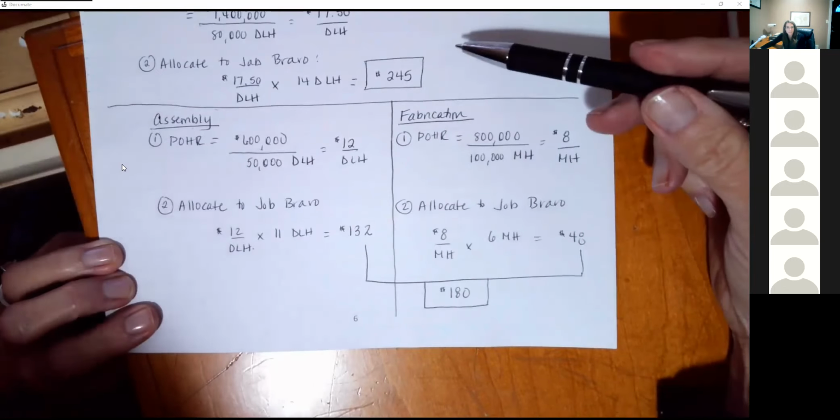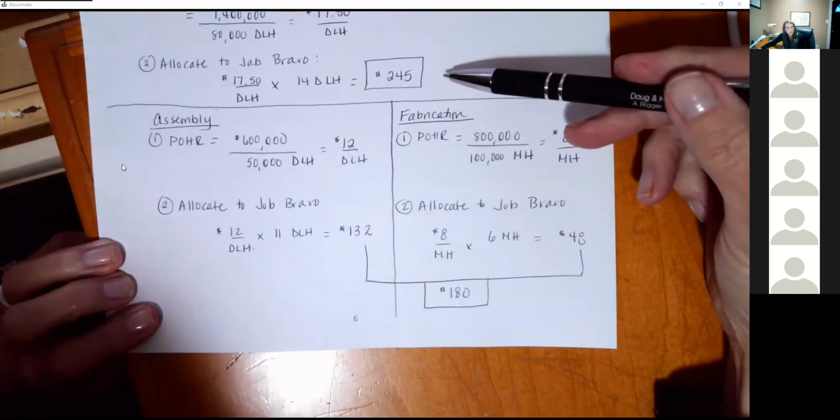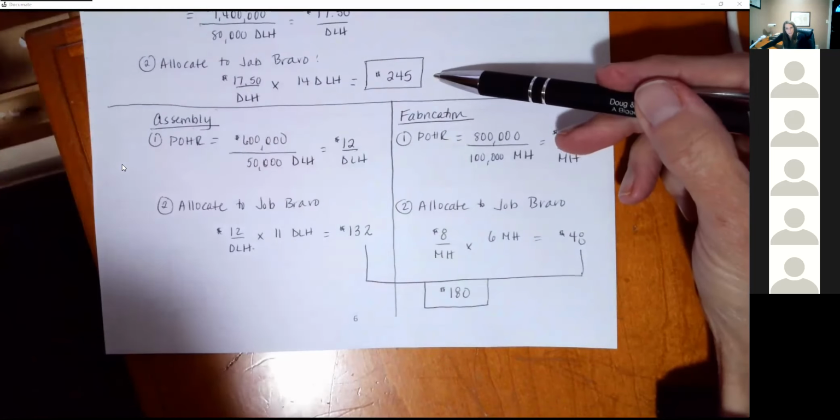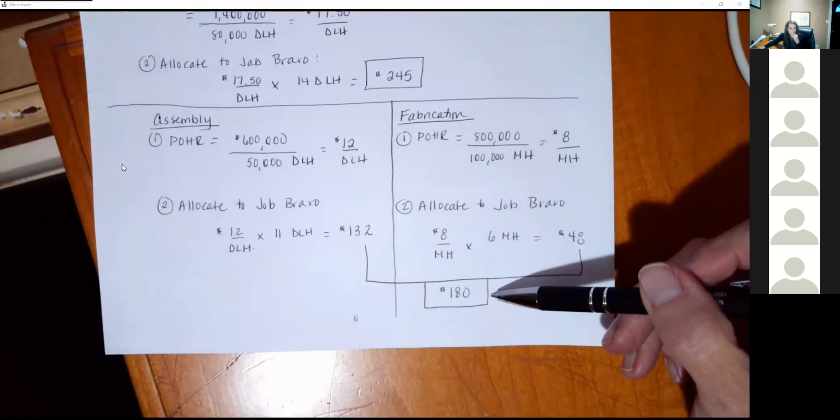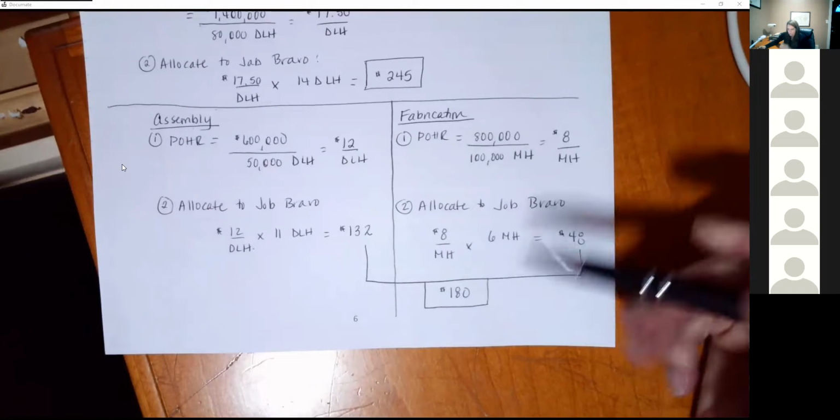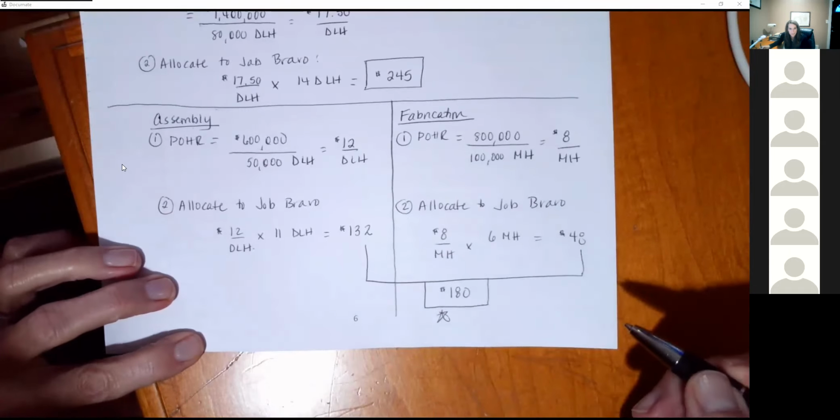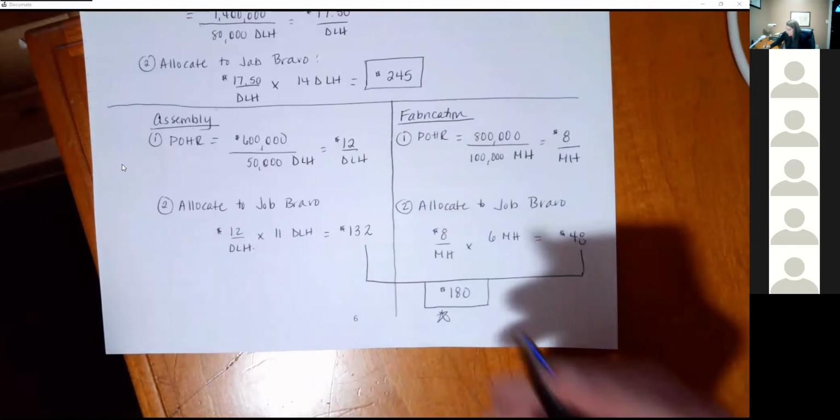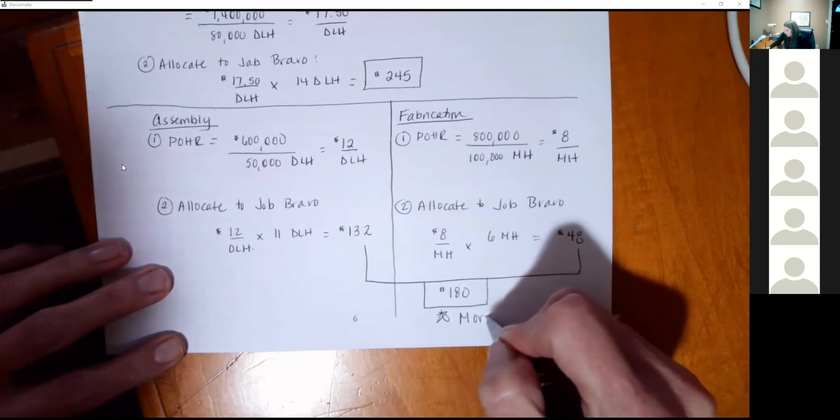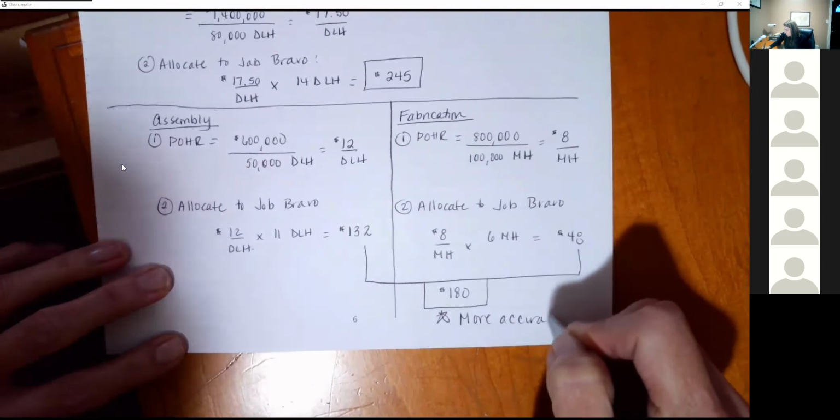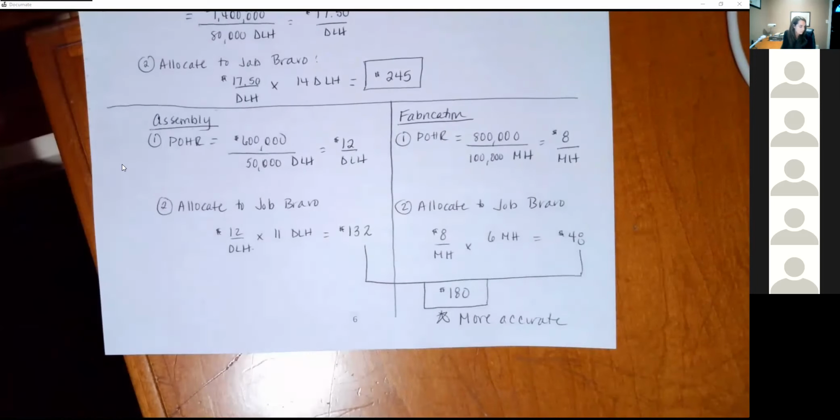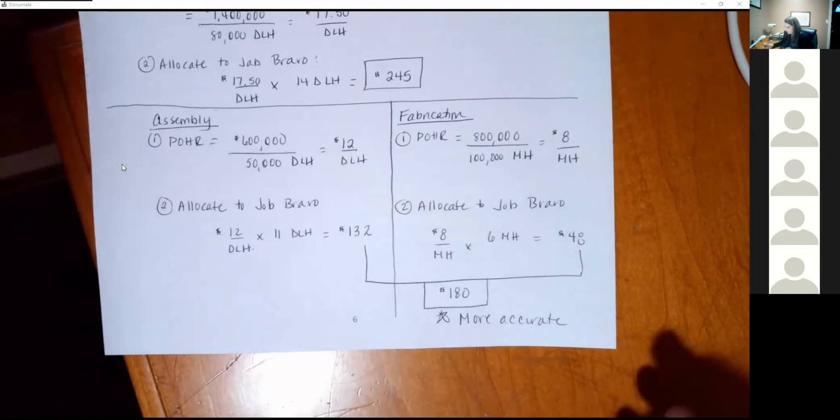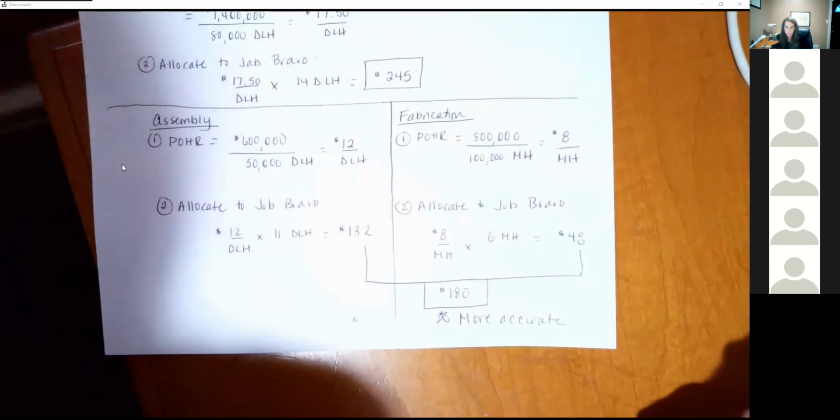So which one do you think is a more accurate allocation? Do you think the one that's based on the plant-wide numbers or the one that's specific to departments? Which one do you think is more accurate? The department numbers. Yeah, for sure. Right, this one is more detailed. It looks more specifically at each department. So this one is going to be a more accurate representation of costs. Okay. Does anybody have any questions? Are we doing okay?